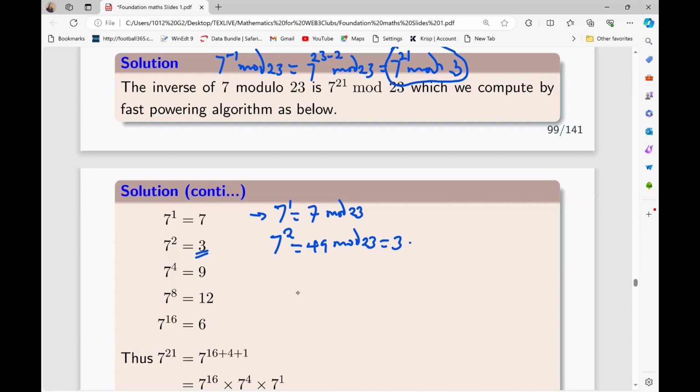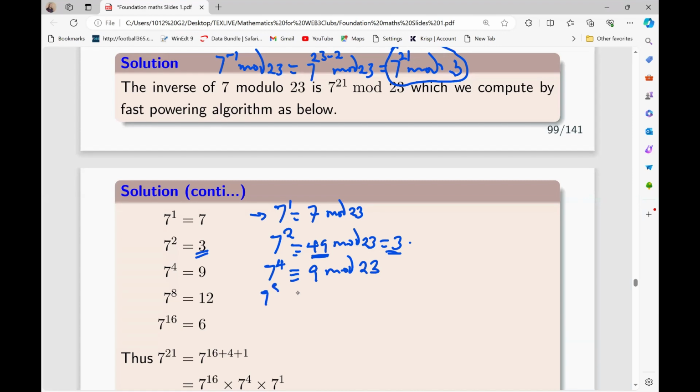Now we square what is above, and we get 7 raised to 4. We also square 3 and have 9 mod 23. Of course, 9 is less than 23, so you have no problem here. But whenever it is greater than 23, you have to reduce it. You have to divide by 23 and find the remainder.